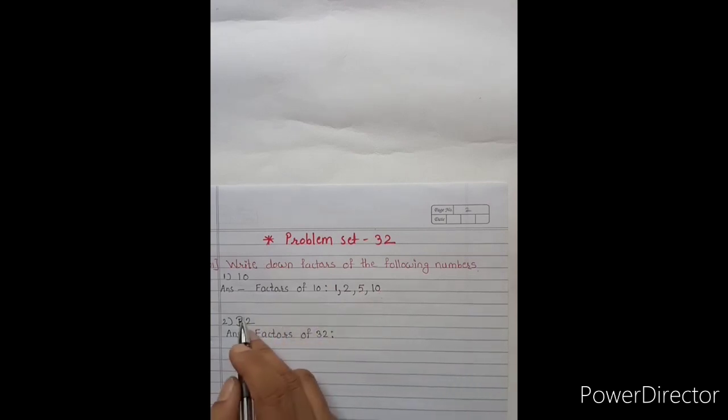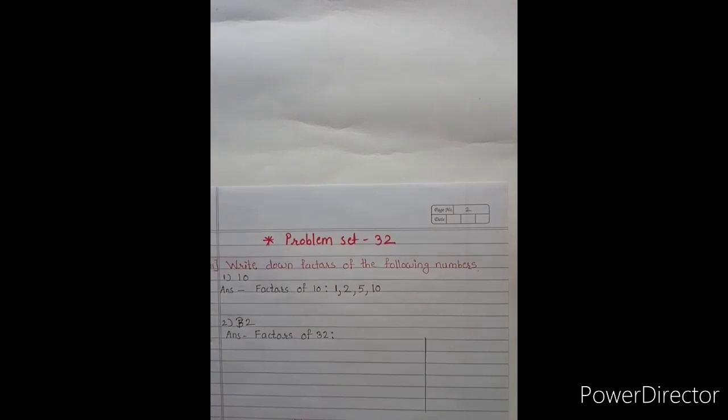Let us take another example, 32. Now we will find the factors of 32. We know that every number is completely divisible by 1. So 1 is a factor of every number.